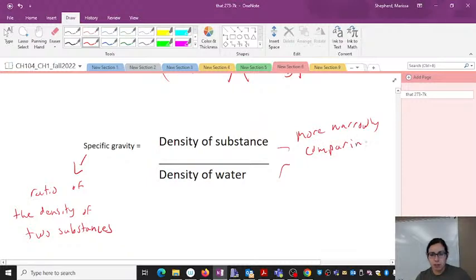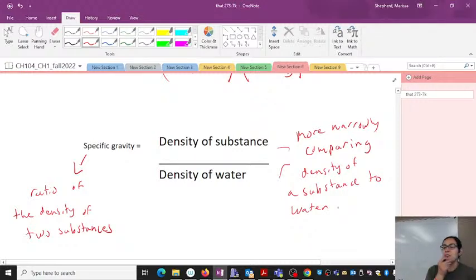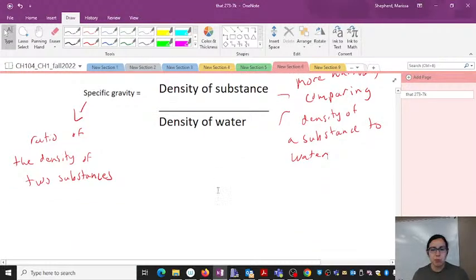Does anyone know offhand what the density of water is? Yeah, one. I like the zero guess, but one is a correct answer. So water is one of those substances we compare everything to, since water is one, so you always see, like, does it sink, does it float? So really, you would just take the density of your substance divided by the density of water, which kind of equals the same density.